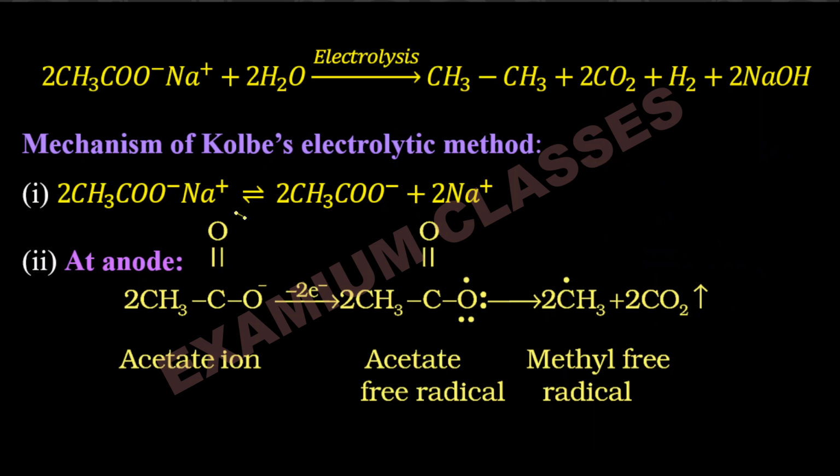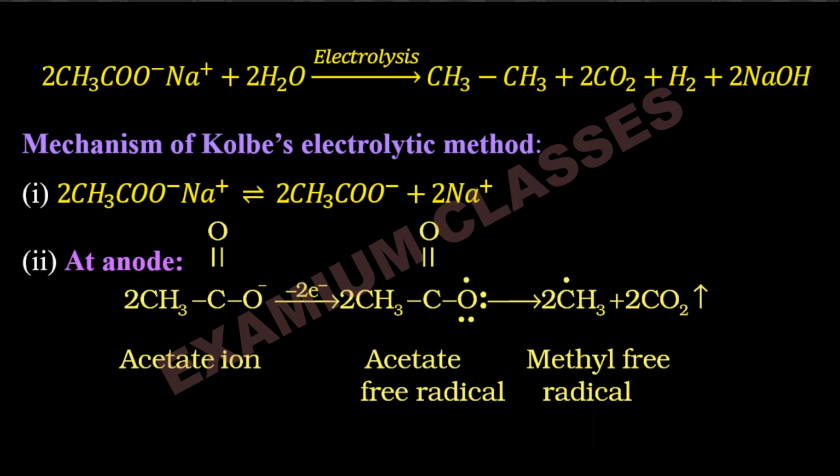Now here what happens, the acetate ion loses 2 electrons. So it is loss of electron, oxidation is taking place. And when it loses 2 electrons, there is no charge here. And when there is no charge, it is unstable. It is unstable here because these 2 electrons have been released. After that, what happens? This produces the methyl free radical and carbon dioxide is released from here.